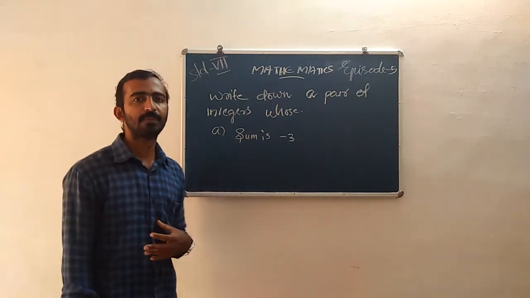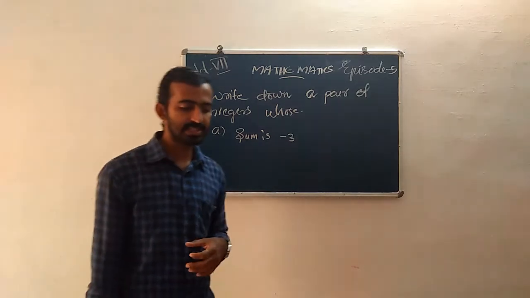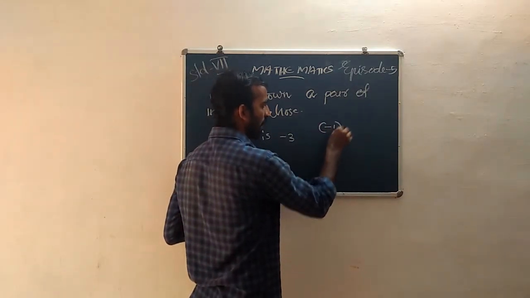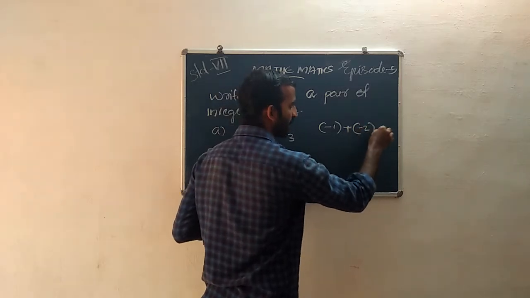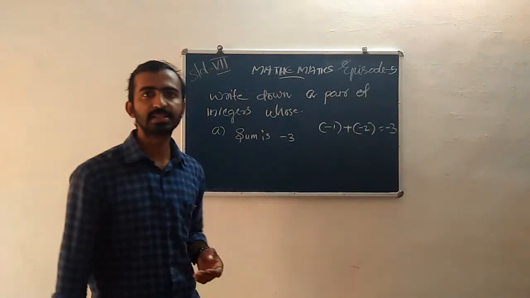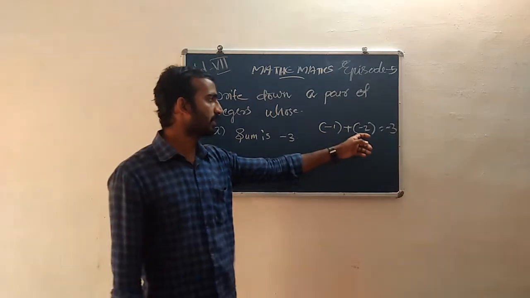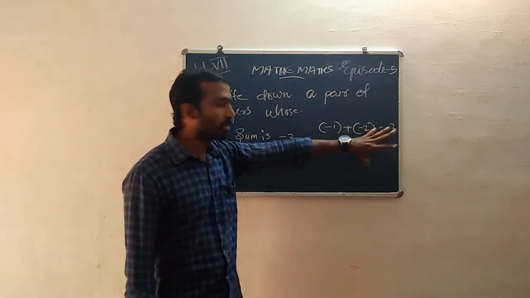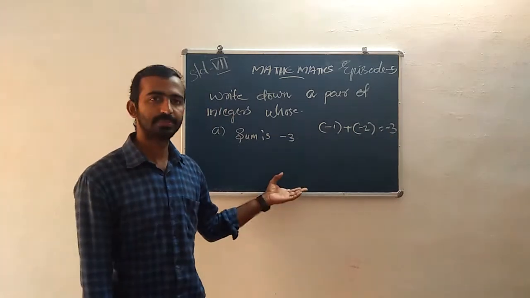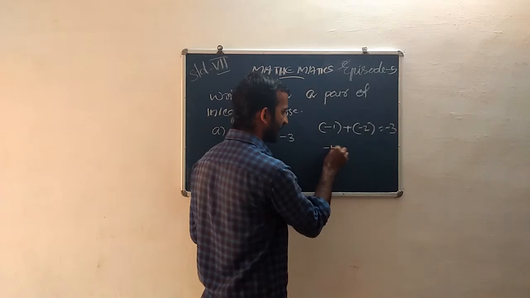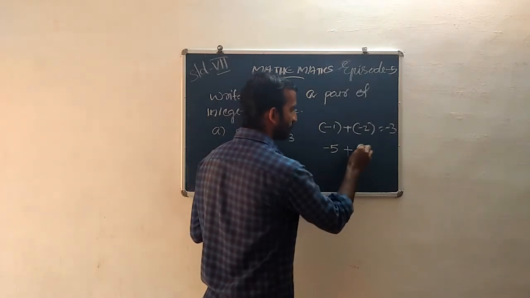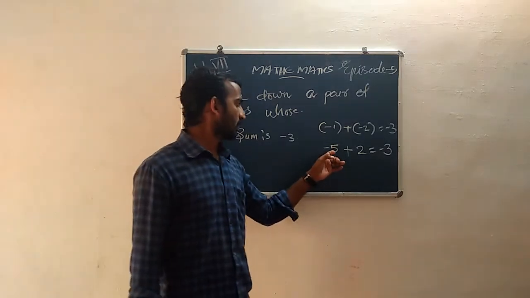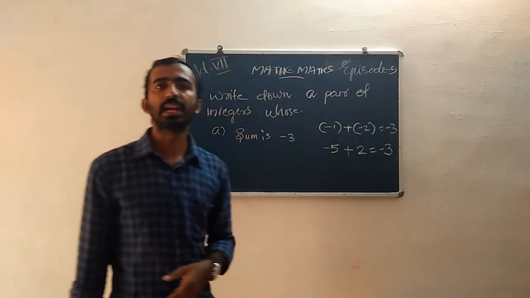What is the answer? We can take two integers, negative 1 plus negative 2, and we get negative 3. Is it correct? Negative 1 plus negative 2 equals negative 3. For another example, negative 5 plus 2 equals negative 3.